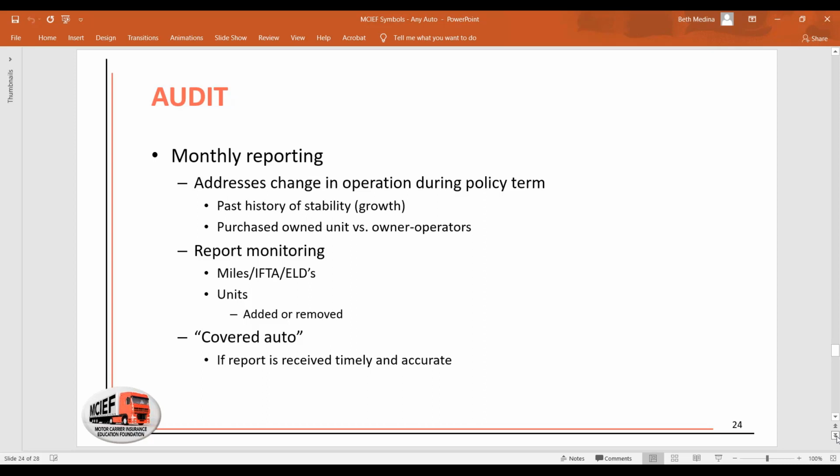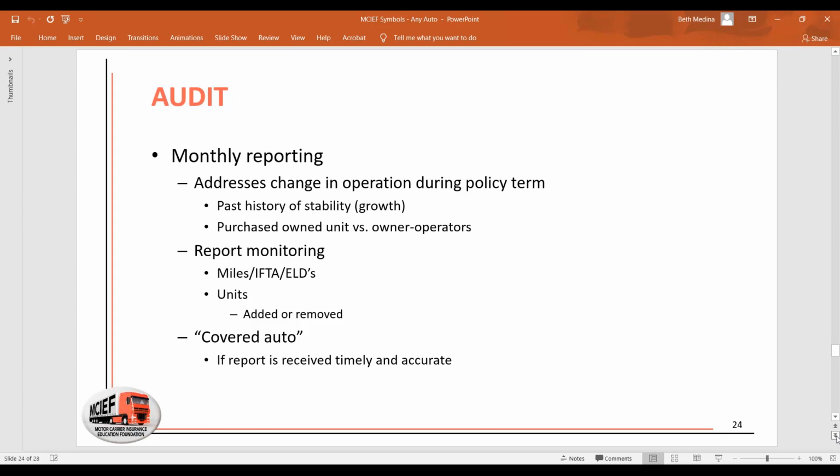But we're using what we have, the known miles, the IFTAs, the ELDs, the 150 report, to verify that those reports are accurate, coupled with the vehicles being inspected. And again, these are auditable. We're also now collecting it on a monthly basis. And when we collect on a monthly basis, then we make those adjustments during the year, not at the end of the year. So whatever you want to define as covered auto is going to be reported. If the report is received timely and accurately, that's the concern you have: making sure we're getting the right premium and collecting premium on an ongoing basis.